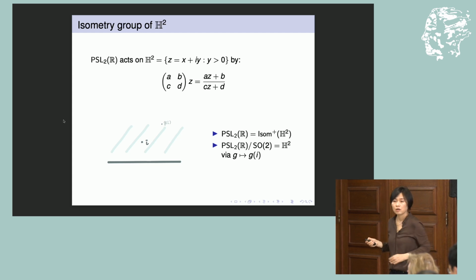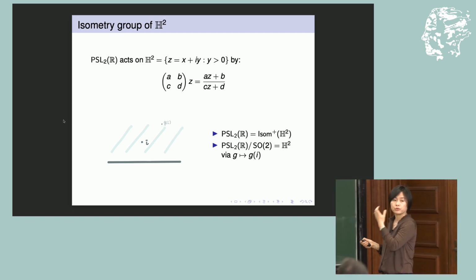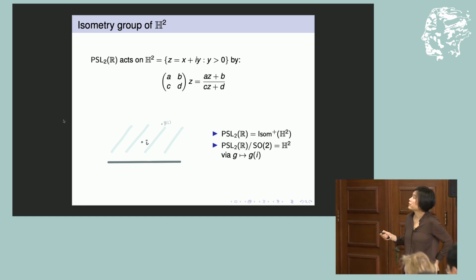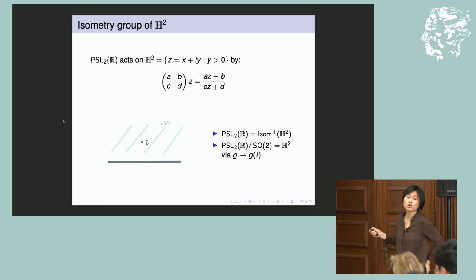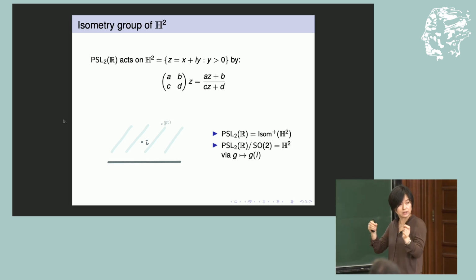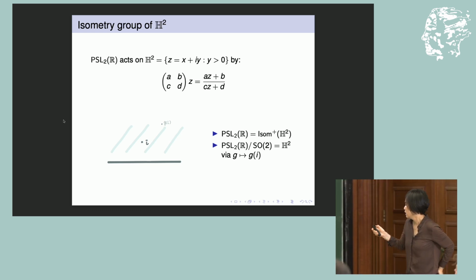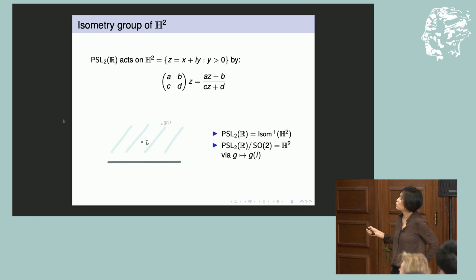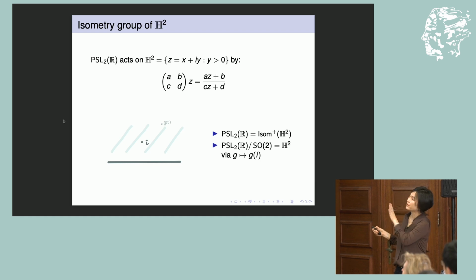Okay? Moreover, you can check that PSL2R preserves the hyperbolic metric we described. Which means that every element of PSL2R gives us an isometry of H2. By isometry, we mean a transformation which preserves the distance. Okay? Moreover, it turns out PSL2R is exactly the group of all orientation preserving isometries of H2.